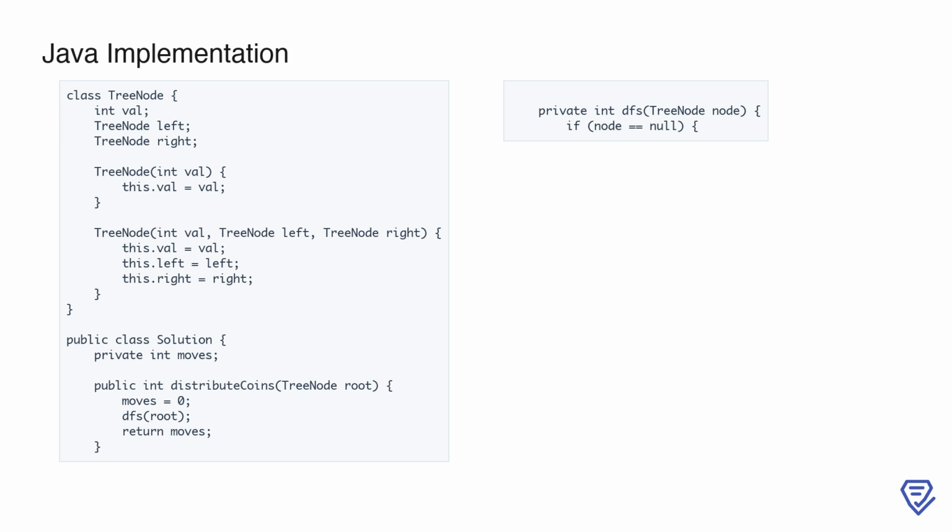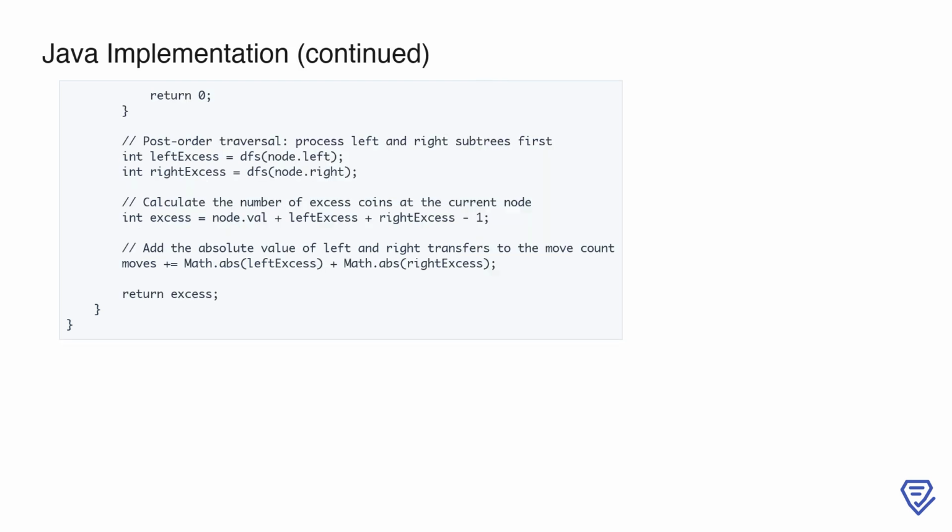Within DFS, we immediately handle the base case. If the current node is null, we simply return 0, as a null node contributes no excess coins to the system. Now within the DFS method, we proceed with a post-order traversal, which means we process the left and right subtrees before handling the current node. First, we recursively call DFS on the left child and store the result in left excess, then repeat the process for the right child, storing the result in right excess.